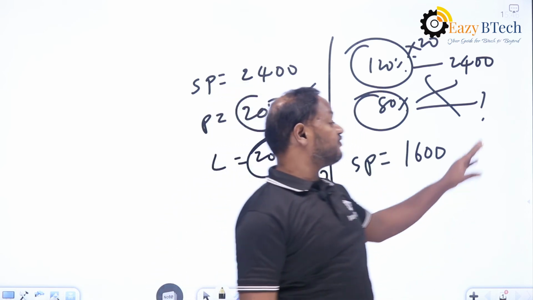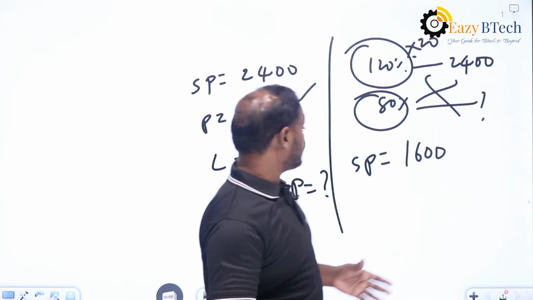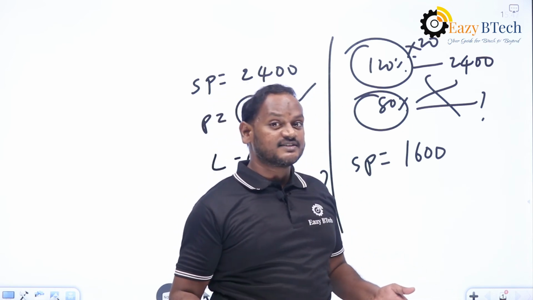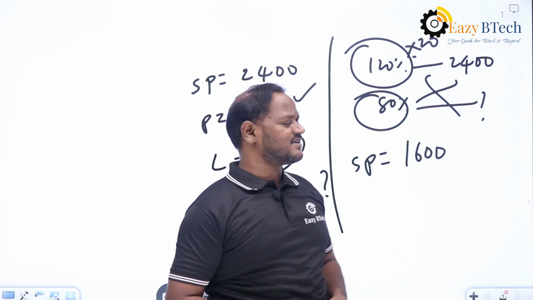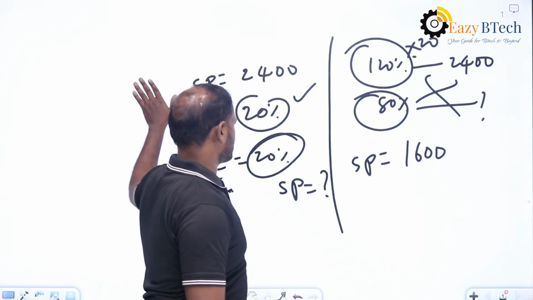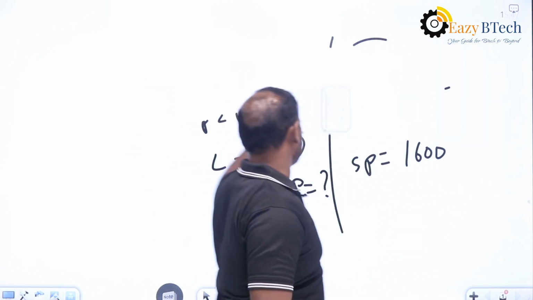If I sell it for 2400, I can get a 20% profit. If I sell it for 1600, I get a loss. Yes or no? Yes. This is a very interesting question, right? I'll give one more question. Try to solve this one.